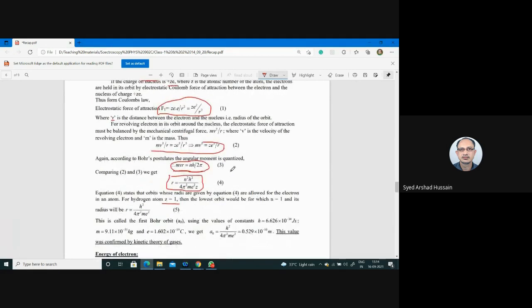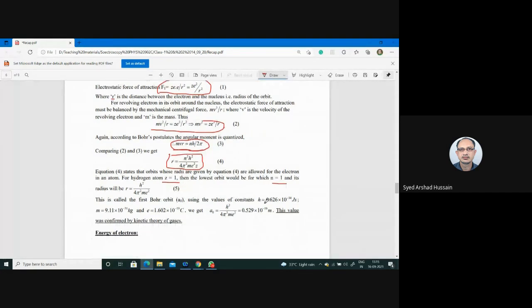So if you know the Z, that means the atom you are discussing, and want to calculate the radius of the nth orbit, that is the first orbit, second orbit, third orbit, like that, you put Z equal to the value corresponding to the atom, n equal to the number of the orbit, and you know the m, e, and h also, so you can have an idea about the radius. So putting Z equal to 1, that means for the hydrogen atom, and n equal to 1, that is for the first orbit of the hydrogen atom, r is equal to this.